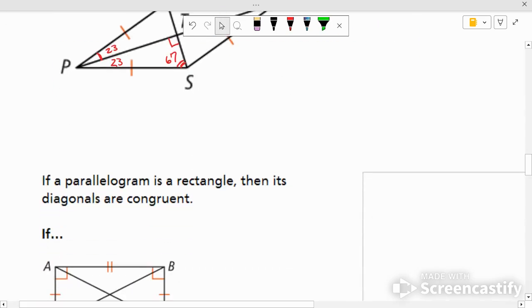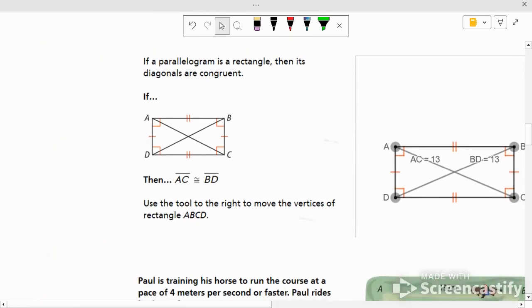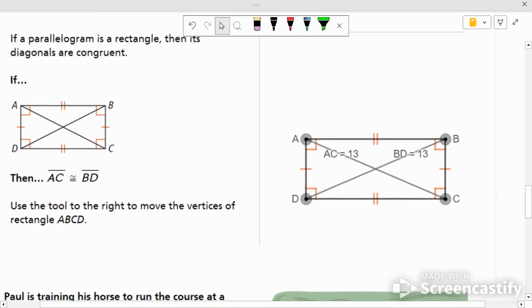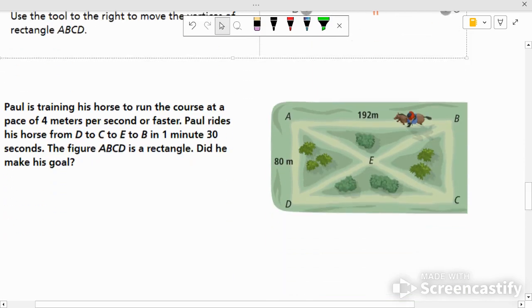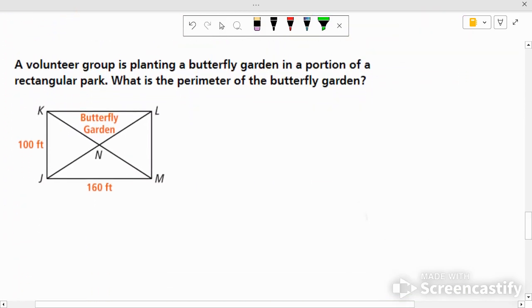Okay? Rhombuses. On a rectangle, the diagonals are congruent. They are the same length. If BD is 13, then AC is 13. They are going to be the same length. Okay? I don't like that problem, so we're going to skip it.